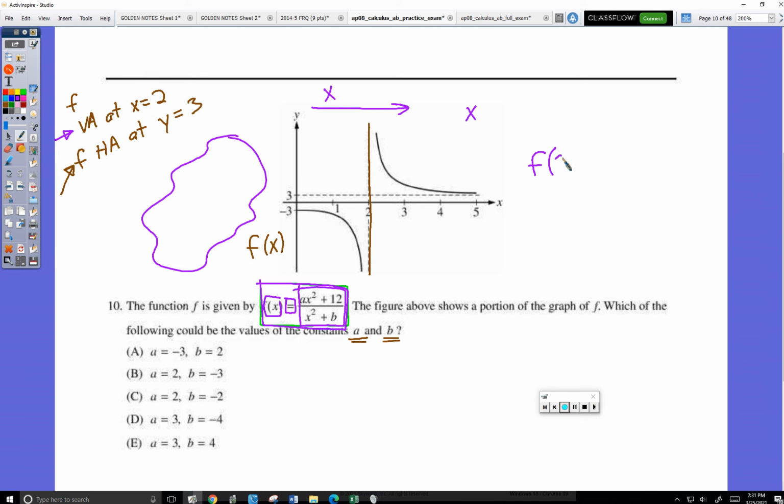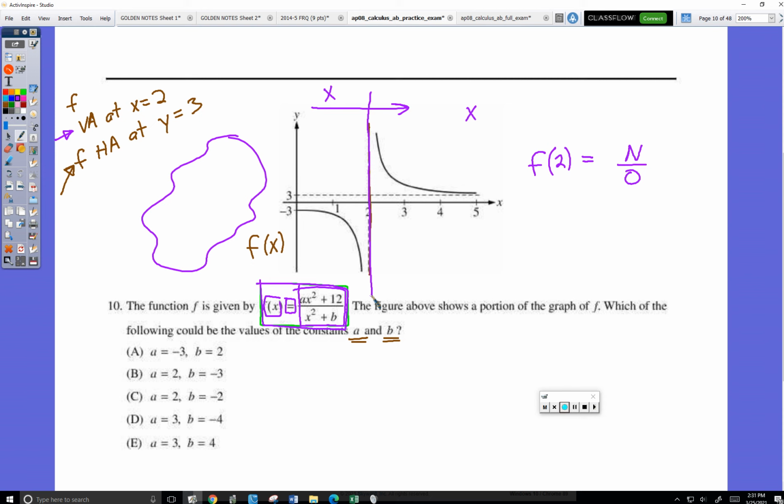When you plug in x equals 2, that's going to have to be some number divided by 0. Wait, isn't that undefined? That is undefined. That's very good. Because at the location of the vertical asymptote, the value of f is undefined. And it's undefined because you end up having a number divided by 0.